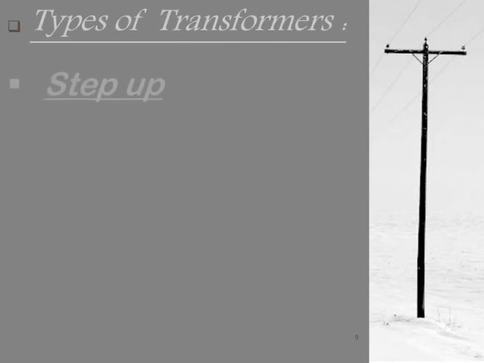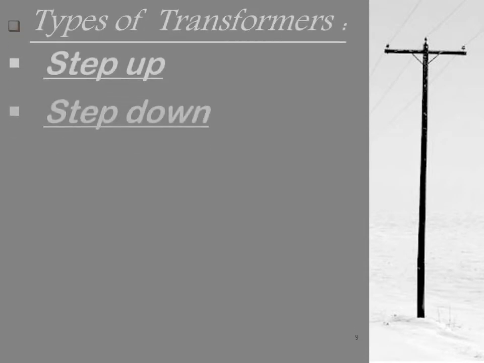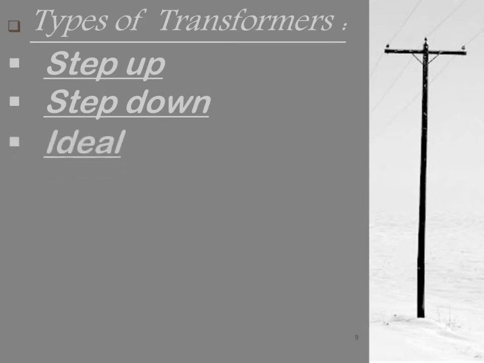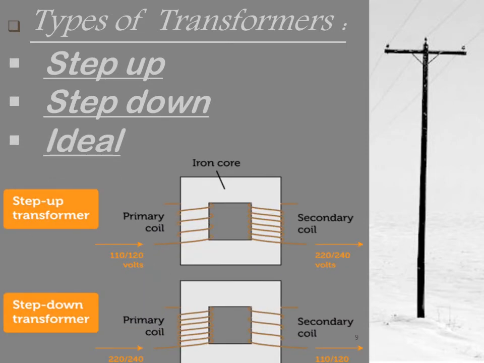Types of transformers: step-up transformer, step-down transformer, and the ideal transformer. Step-up transformer is a transformer that increases the AC voltage. In the step-up transformer, the number of turns on the secondary coil is greater than the number of turns on the primary coil. The voltage of the secondary coil is also greater than the voltage of the primary coil.